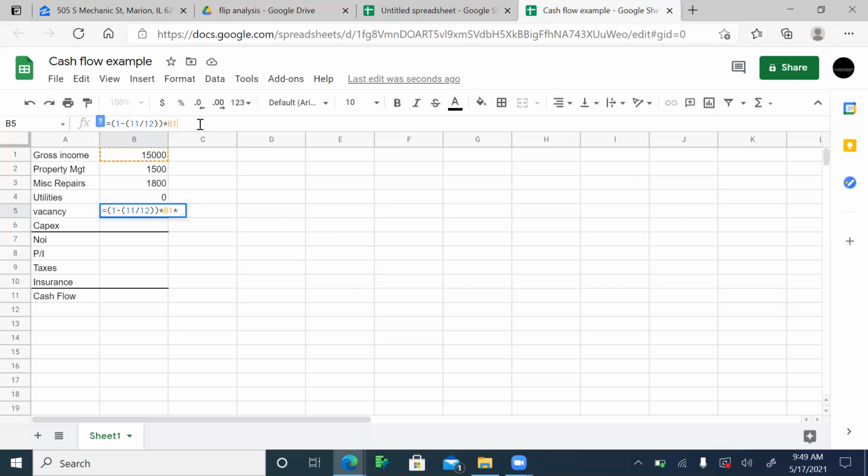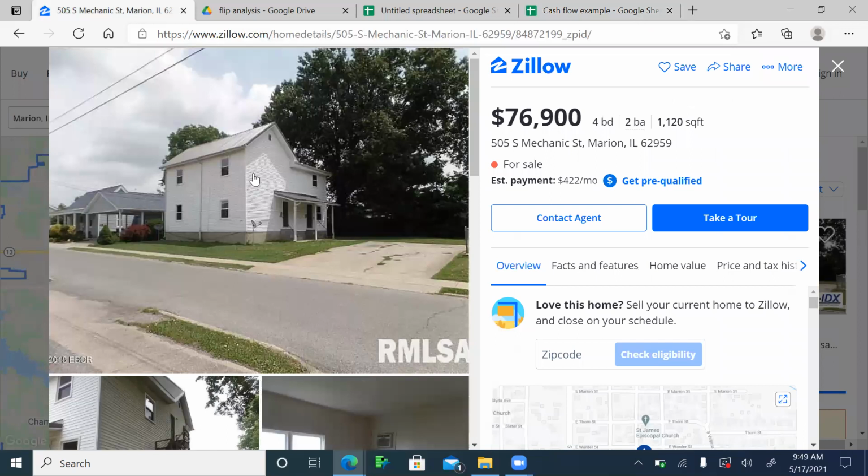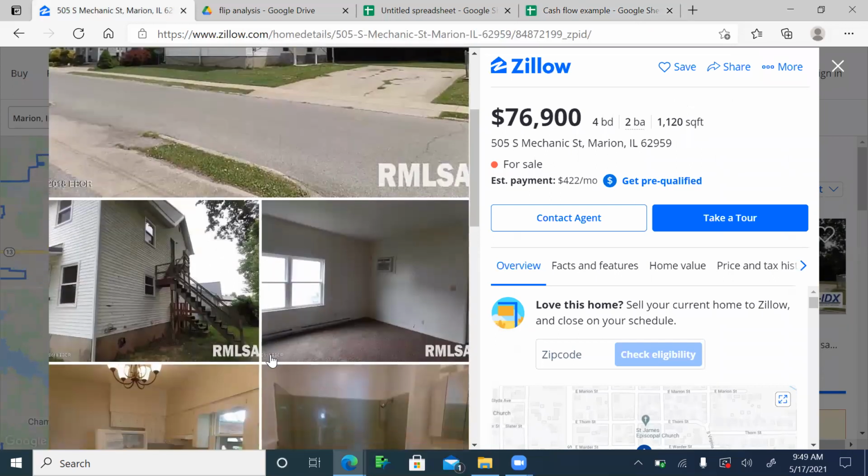So it'd be 1 minus the occupancy rate. That's why it came up negative. But anyways, I digress. CapEx is just simple. I'm going to take a quick look at this property. I believe it's sheet metal roofing. It was just replaced.